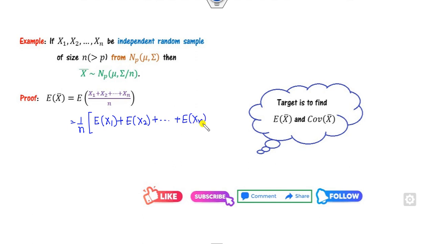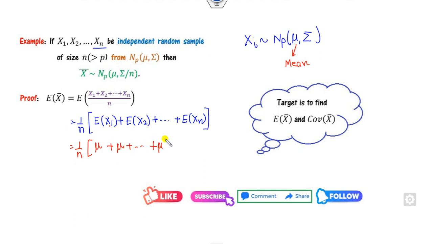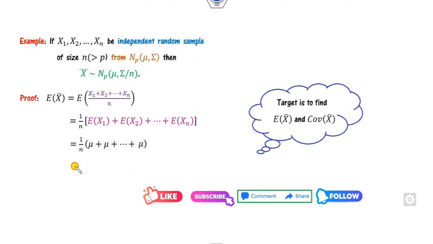Now, what are the xi's? The xi's are obtained from the multivariate normal distribution, whose mean is mu. So each of these terms is mu. I can say this is mu plus mu and so on. So what is the result of this? That comes to n mu divided by n, which is mu. So therefore, the expected value of the sample mean is mu.